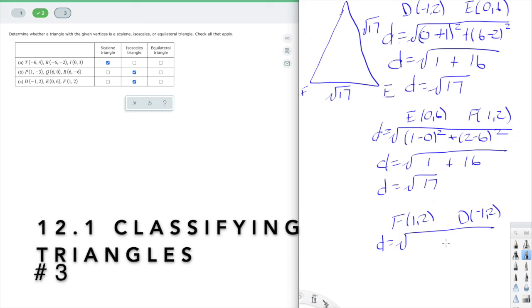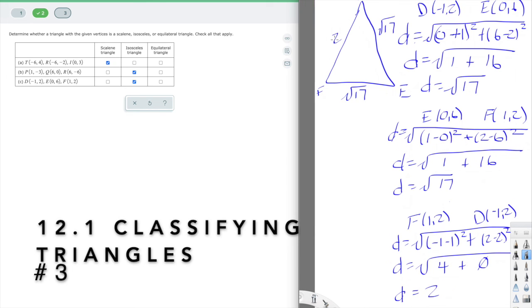Alright, so I have negative 1 minus 1 squared plus 2 minus 2 squared. So negative 1 minus 1, that's 2. 2 squared is 4, plus we have 2 minus 2, that's 0. 0 squared is 0. With this one, I want to make sure I did not write the coordinates down incorrectly. I did not. So we get 4 plus 0 is 4, and the square root of 4 is 2. So we do not get an equilateral triangle. We only get an isosceles triangle on that one. So they didn't do equilateral at all.